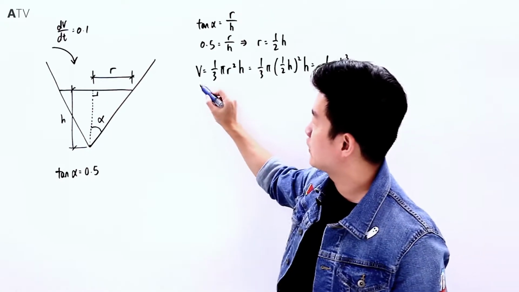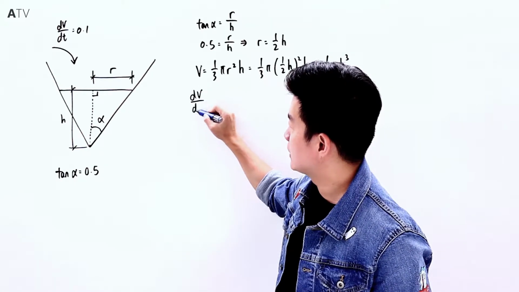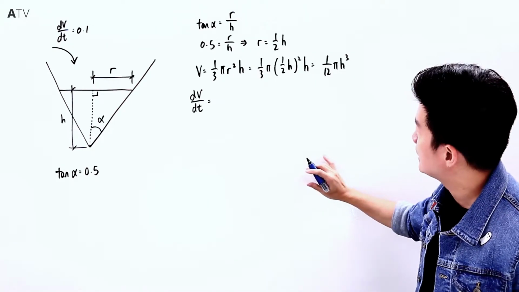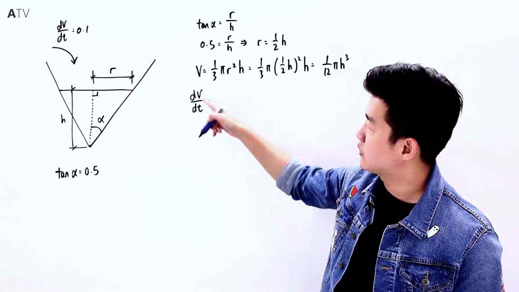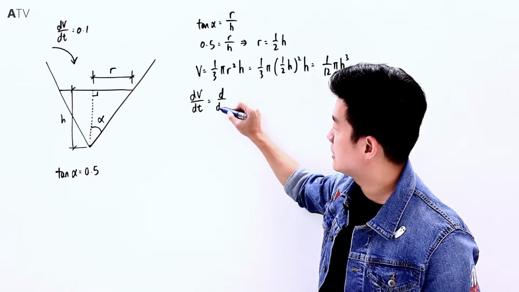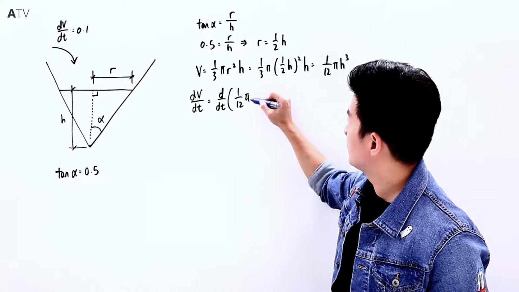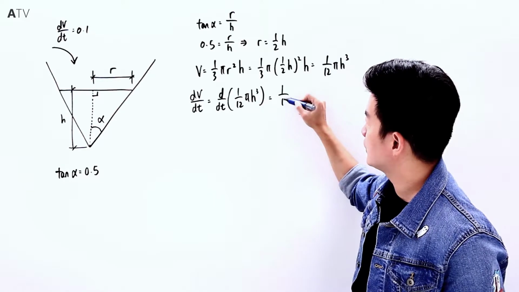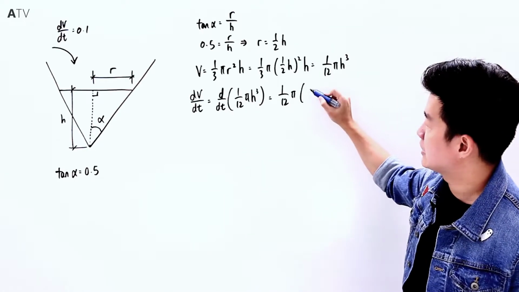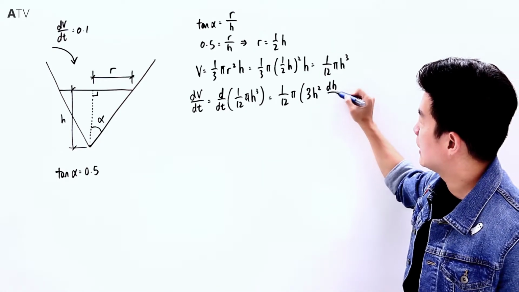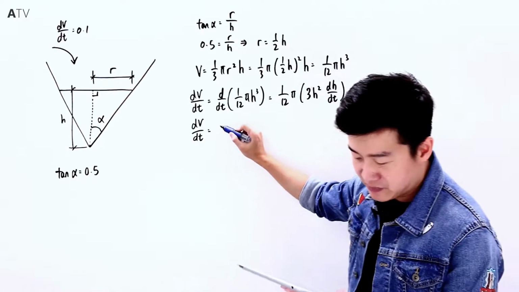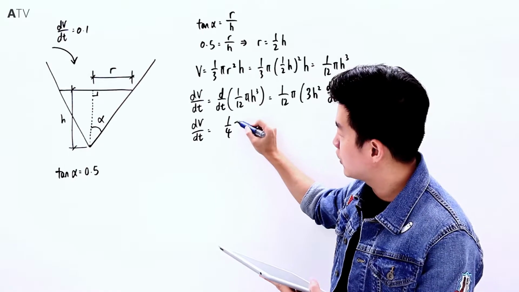As for the rate of change of the volume of the water in the container, we are talking about dV/dt. Differentiating the left hand side with respect to t, and the right hand side with respect to t, it will be d/dt of 1/12 pi h to the power of 3, which is 1/12 pi, the constant, then differentiating h to the power of 3 with respect to t, it is going to be 3h squared dh/dt. So what we know now is that the expression for dV/dt is equal to 1/4 pi h squared dh/dt.